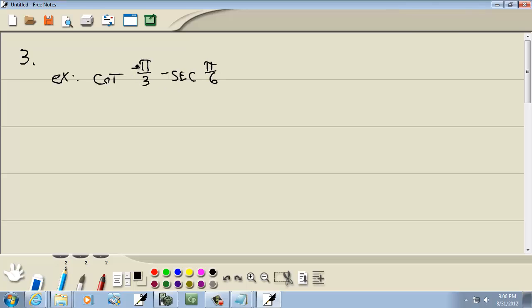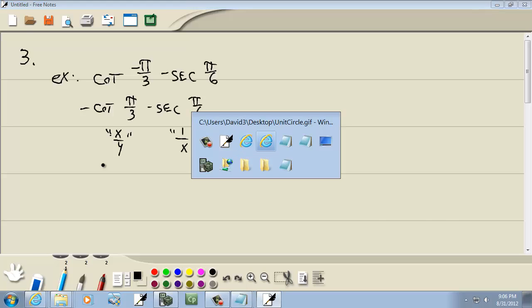Well, to begin with, cotangent is an odd function, which means if you have a negative angle, you can put the negative out in front. And then it matches our unit circle. Now remember, cotangent is equal to, in terms of our unit circle, x over y. And secant is equal to 1 over x. So let's go to our unit circle.